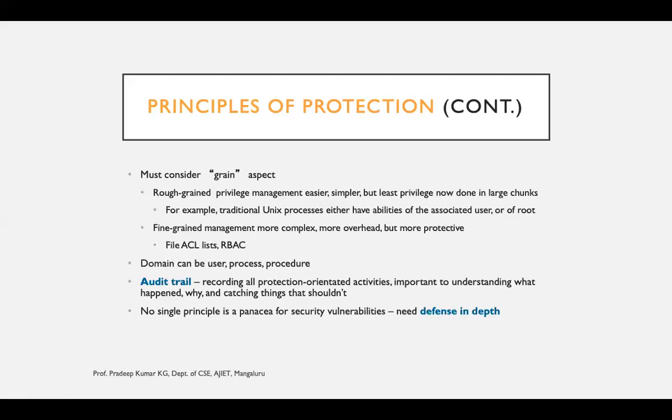If you consider an example, we have something called file ACL and RBAC. So file ACL, for example, is a list of files with all the accessible permissions. We'll see that particular part later. The next point says a domain can be a user, process, or procedure. So whenever we say a particular domain, a particular area, it can be a user, it can be a process, it can be a procedure, anything.